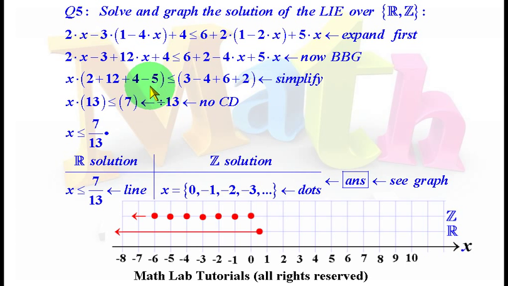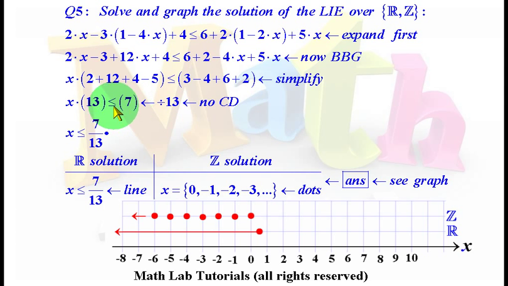Now we'll simplify inside each bin. We have 2 plus 12 is 14, plus 4 is 18 good guys and 5 bad guys. So we get 13, drop it inside the bin. And then we get 3 plus 6 is 9, plus 2 is 11 good guys and 4 bad guys. So 11 minus 4 is 7, drop it inside the bin.